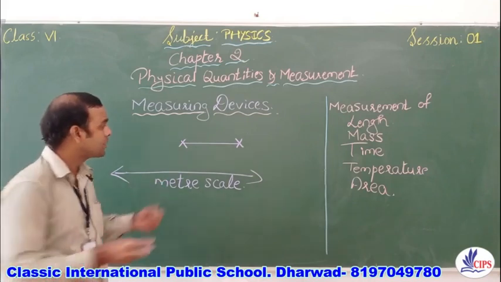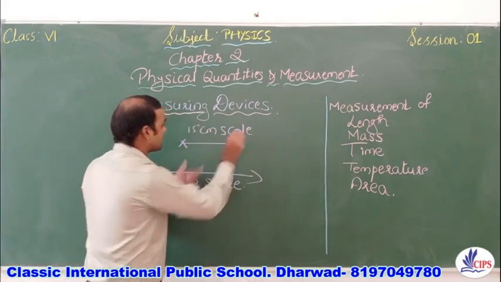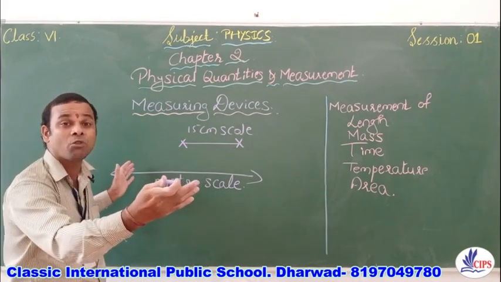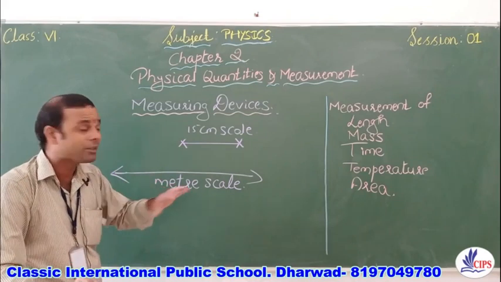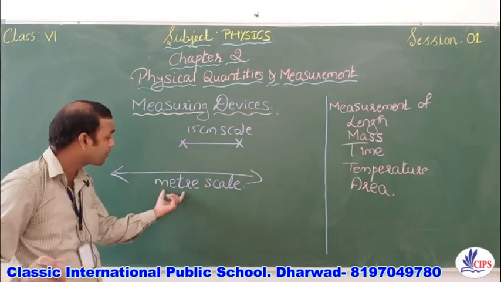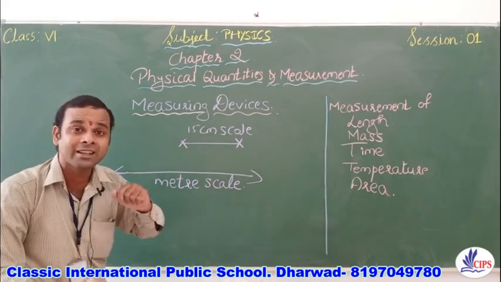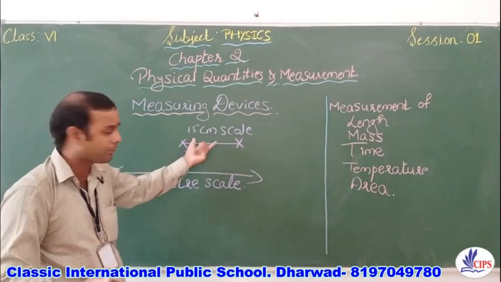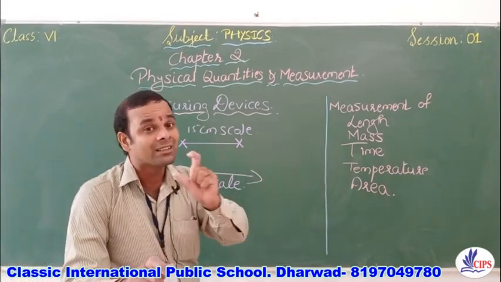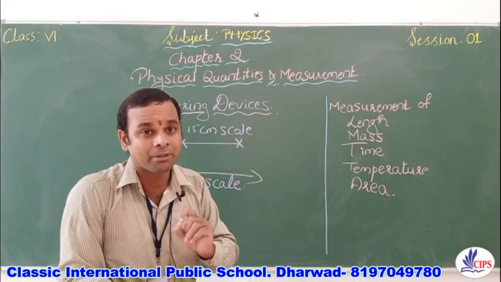Instead of using a 15 centimeter scale, if the line segment is much larger, 15 centimeter is not sufficient, right? So therefore you can use a meter scale. Both are used for measuring lengths, isn't it? This is just 15 centimeter, this is 1 meter. So both are lengths, but the device you are going to use must be prescribed.